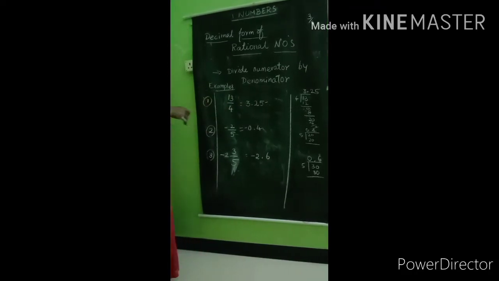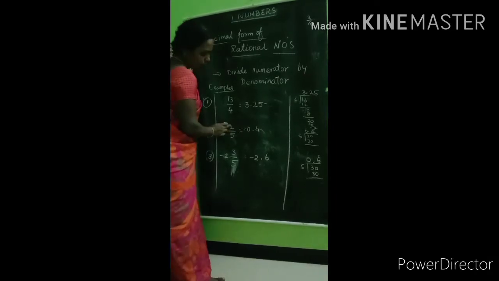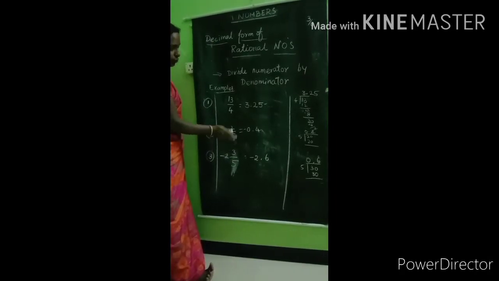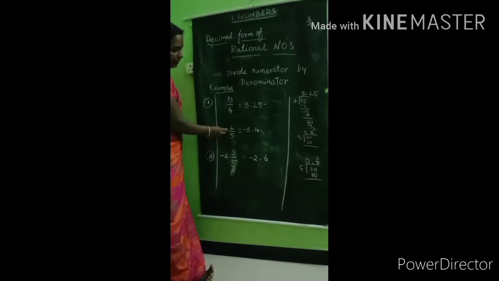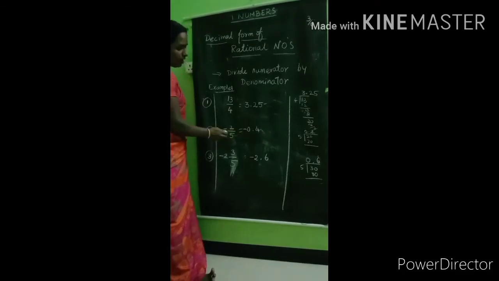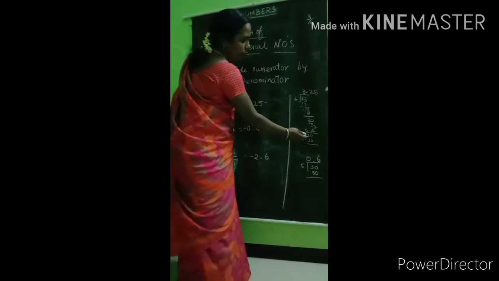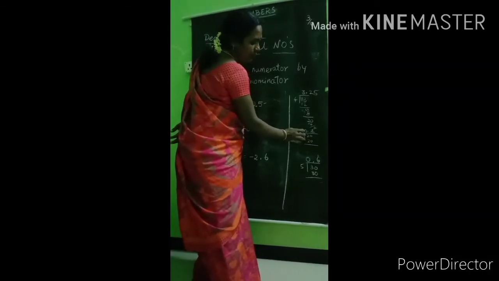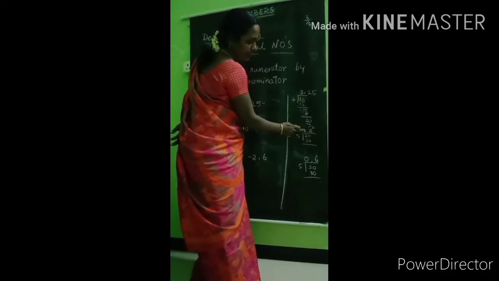That's all. Then the next one, minus 2 by 5. So 2 is divided by 5. Here a negative sign is given, so the answer is negative. Now we go to the division. 2 divided by 5. The 2 does not have any 5, not even one time. So we get 0 and put the decimal point.